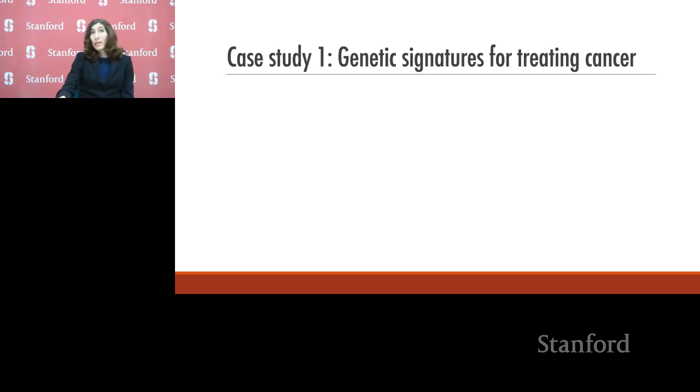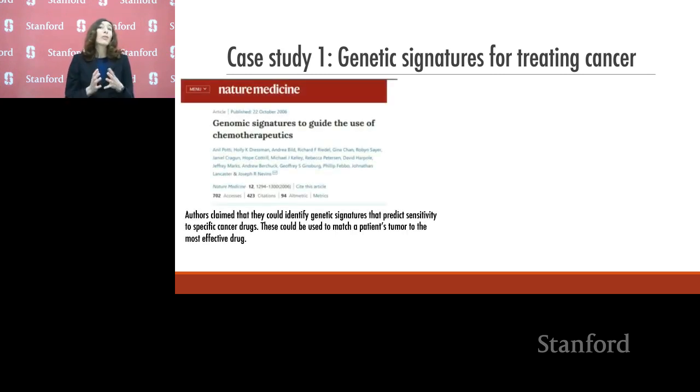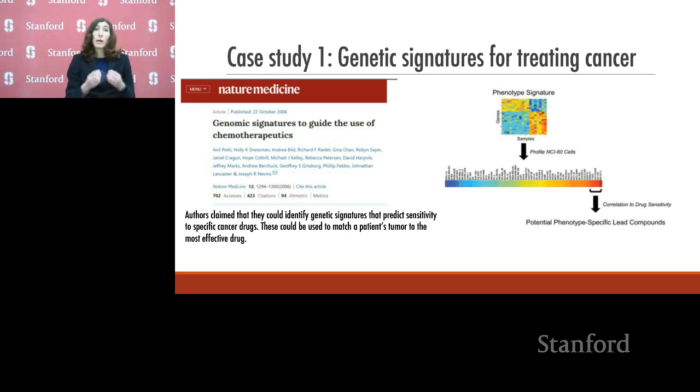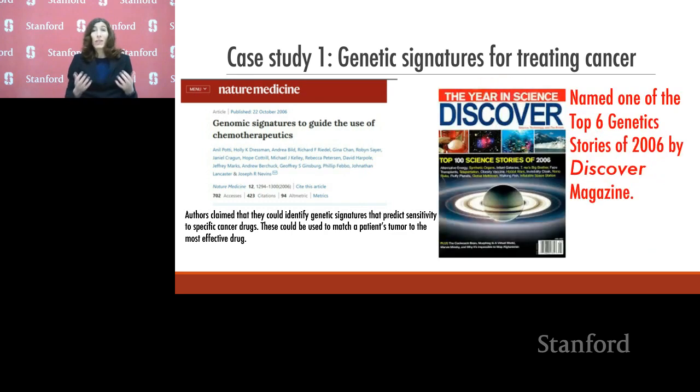The first case study dates back to 2006. There was a paper in Nature Medicine that garnered a lot of attention. And the authors claimed that they could use publicly available data to identify genetic signatures that would predict a cell's sensitivity to specific cancer drugs. And the idea was that you could use this then to match cancer patients to the right drug for their tumor. And this was named actually one of the top 6 genetic stories of 2006 by Discover magazine. And there was a lot of interest around this.